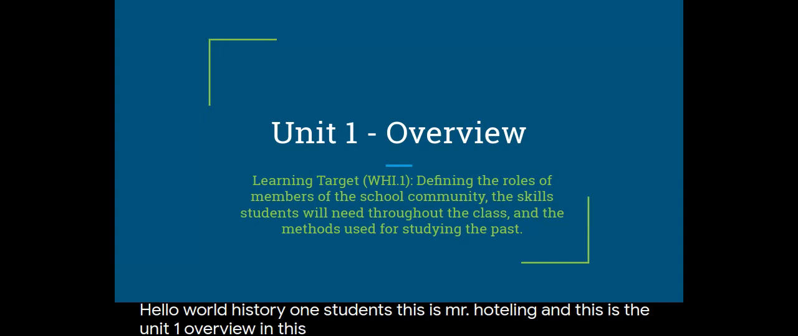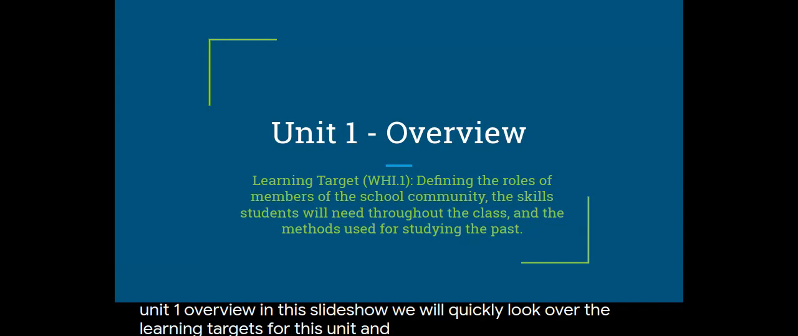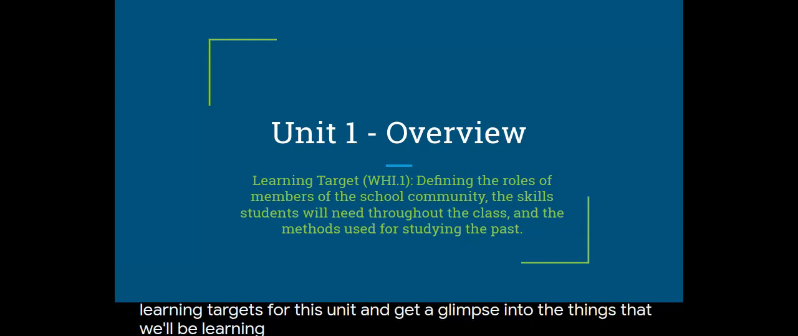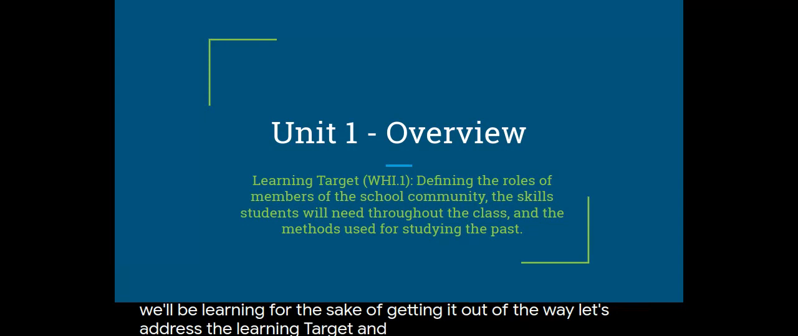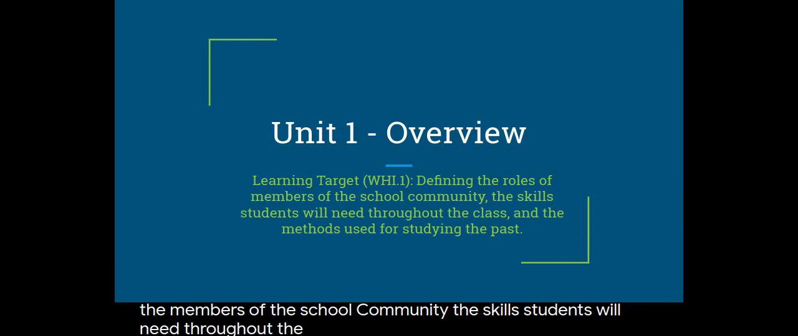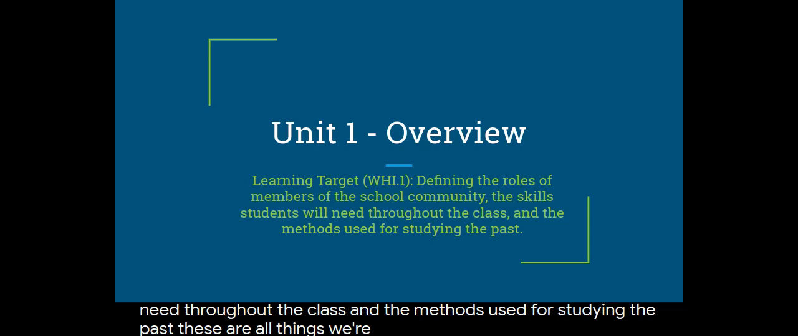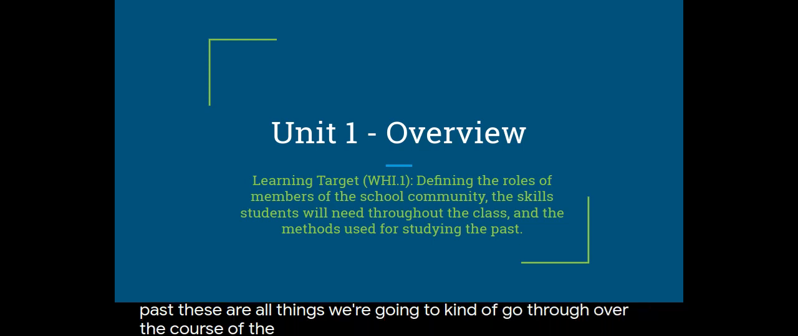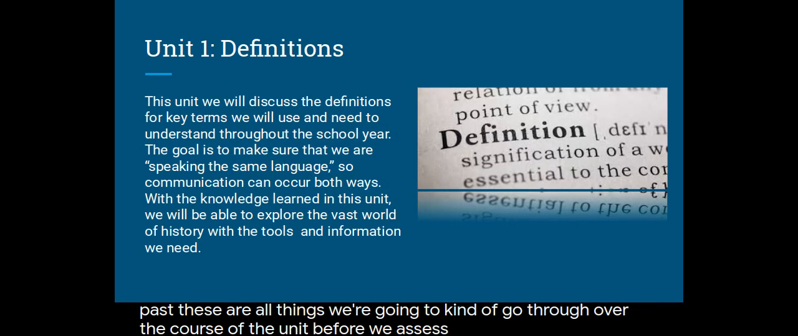In this slideshow, we will quickly look over the learning targets for this unit and get a glimpse into the things that we'll be learning. For the sake of getting it out of the way, let's address the learning target, and that will be to define the roles of the members of the school community, the skills students will need throughout the class, and the methods used for studying the past. These are all things we're going to go through over the course of the unit before we assess.